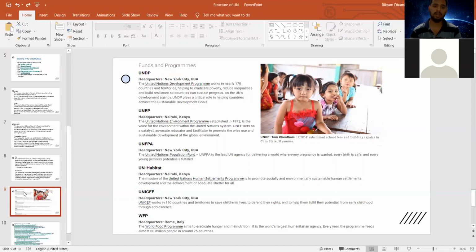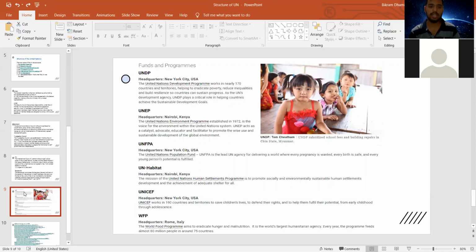Second is the UNFPA, whose headquarters is in New York, United States of America. It is a fund led by a UN agency for delivering a world where every pregnancy is wanted, every birth is safe, and every young person's potential is fulfilled. So this program of the United Nations works for the safe delivery and birth of children, and for energetic young people with potential.